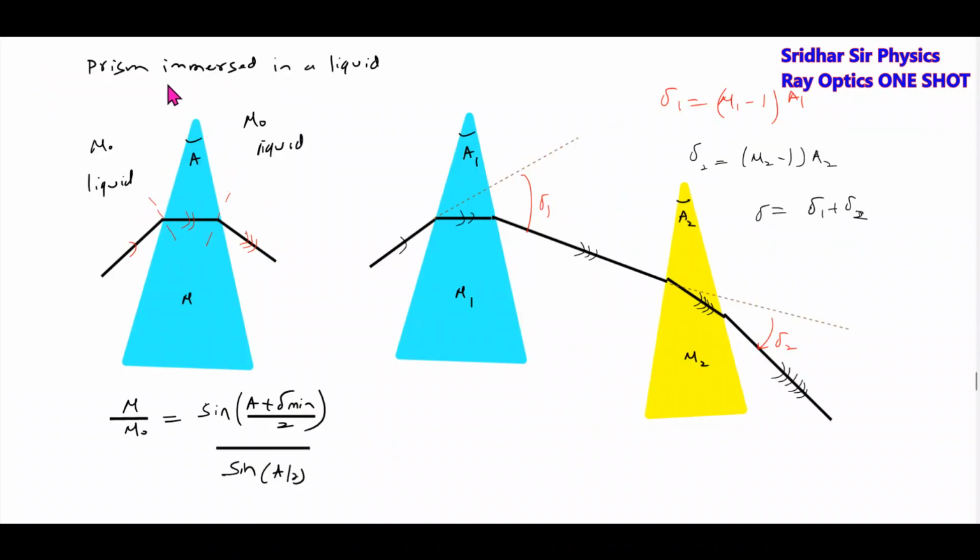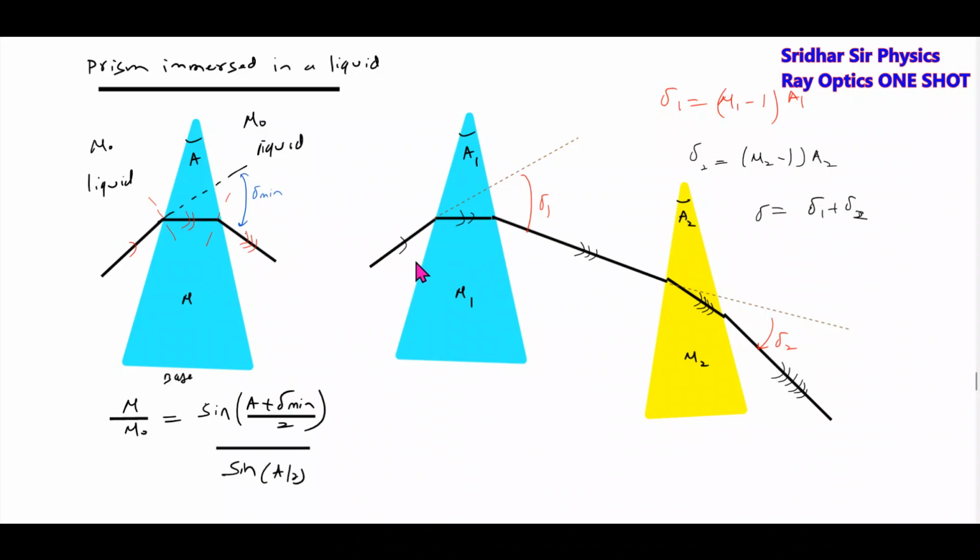If the prism is immersed in a liquid, then at minimum deviation, the refracted ray will be parallel to the base of the prism, and the effective refractive index of the prism will be mu by mu naught, equal to sine of (A plus delta minimum) by 2 over sine of A by 2, where this deviation will be minimum. Okay, like this you have to remember the condition.